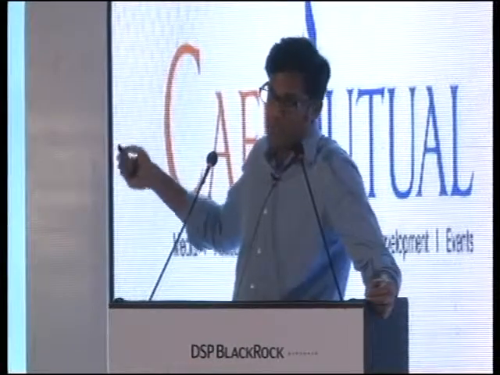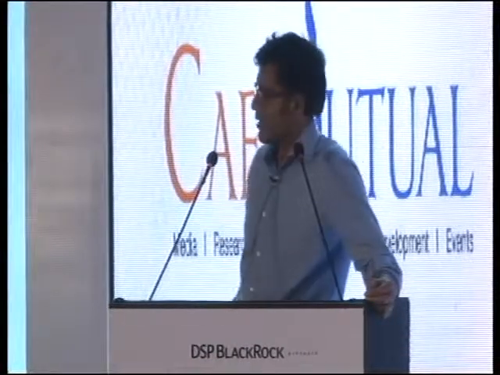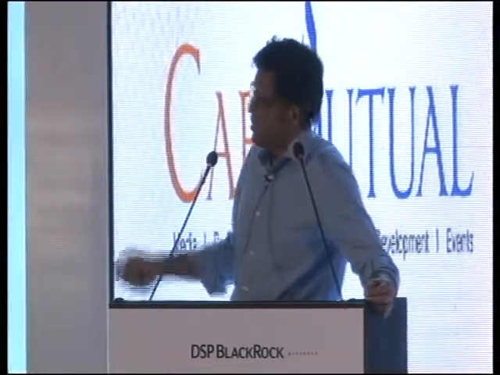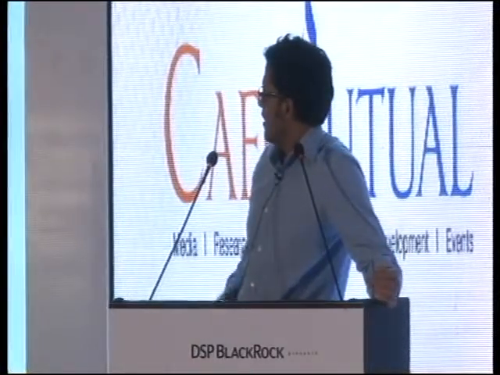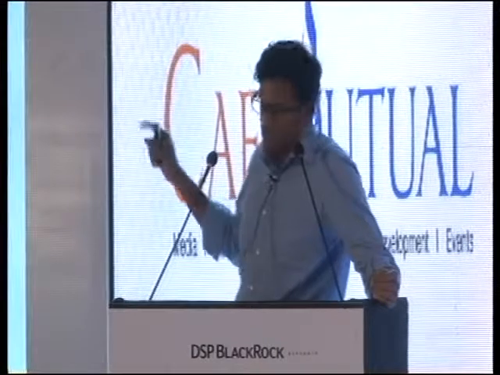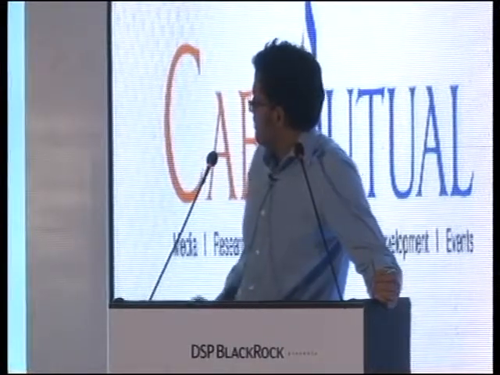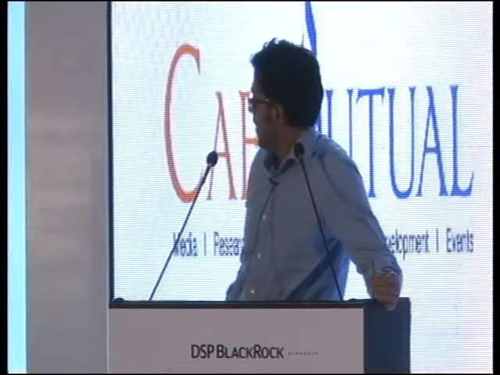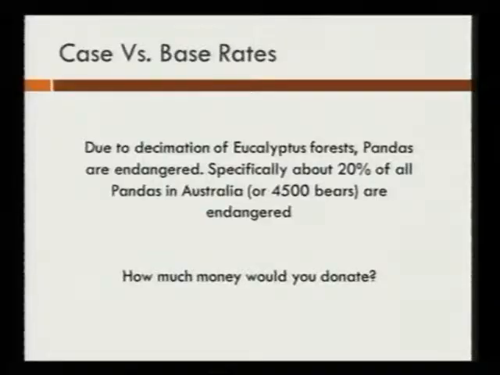One of these conditions is a drier base rate version of the story. There's a decimation of eucalyptus forests in Australia, and the koala bears, actually, in this case, sorry, that's a typo, are being endangered. Specifically, about 20% of all koala bears are endangered. How much money would you donate? And people donate, okay, $50, $60.